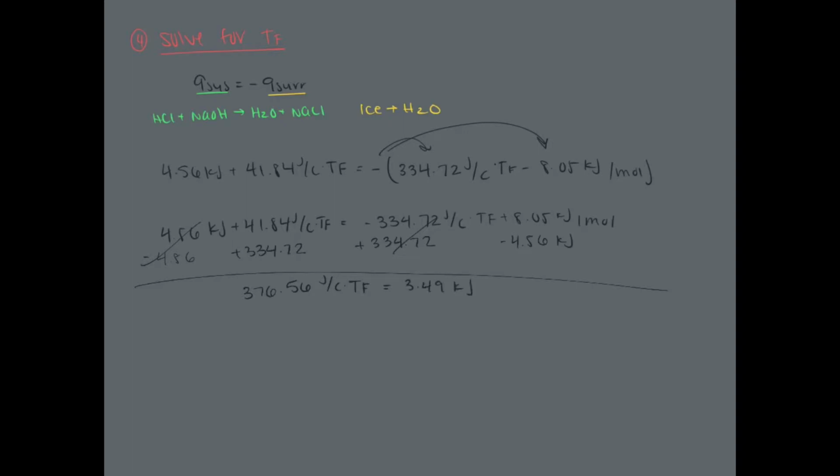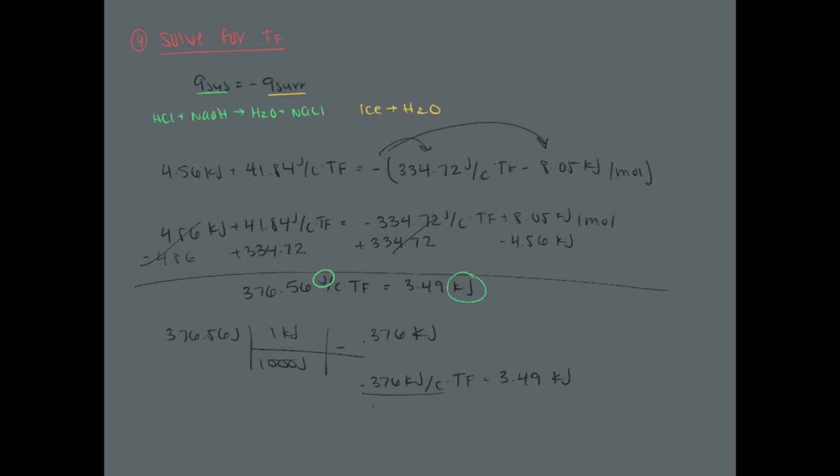Now if you look at our units, we have joules and kilojoules, and we can't combine those because they're not like terms. So we're going to have to convert joules to kilojoules. 376.56 joules, and in every 1,000 joules, there's 1 kilojoule. That's going to give us 0.376 kilojoules. So now we can combine like terms: 0.376 kilojoules per Celsius times final temperature is equal to 3.49 kilojoules.